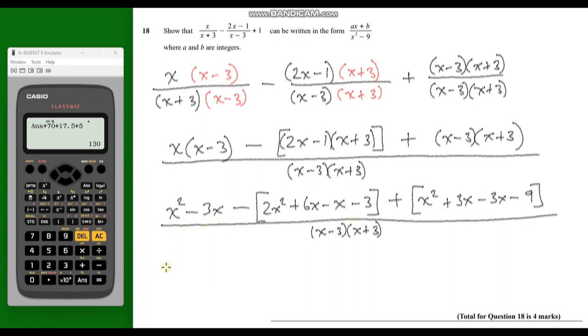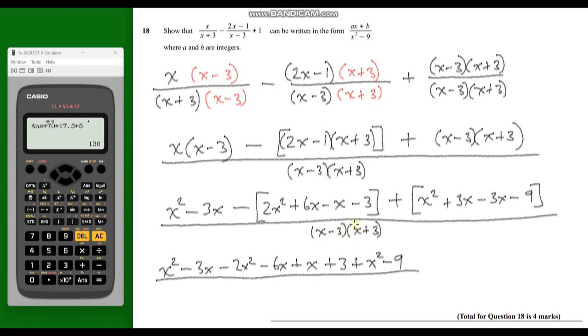So we've got x squared minus 3x, and now we're subtracting 2x squared. We're subtracting 6x. We're subtracting negative x. So that's actually going to be plus x. And also we're subtracting negative 3, so that's going to be plus 3. And then we're adding on x squared. These two terms will just cancel out with each other. And then we're just subtracting 9. And again, all of that is over x minus 3, x plus 3.